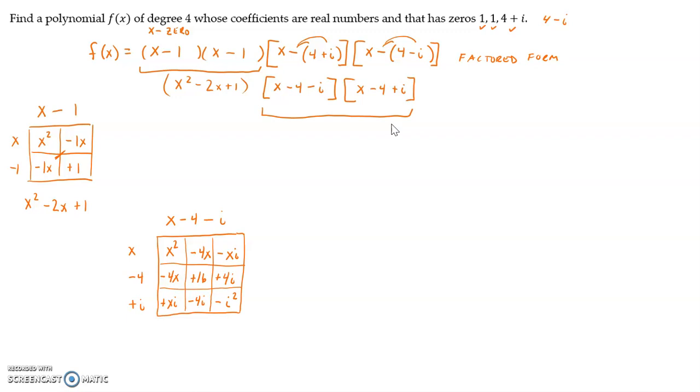If you take a look at your boxes here, you'll notice that you have a positive 4i and a negative 4i. You can actually cross those out. Those are going to add up to be 0. You also have a positive xi and a negative xi. Those are going to add up to be 0. And then be careful with these x terms, right? These actually both have the same sign right here. They're not going to disappear. So let's go ahead and combine what we've got. We've got x squared minus 8x plus 16 minus i squared.